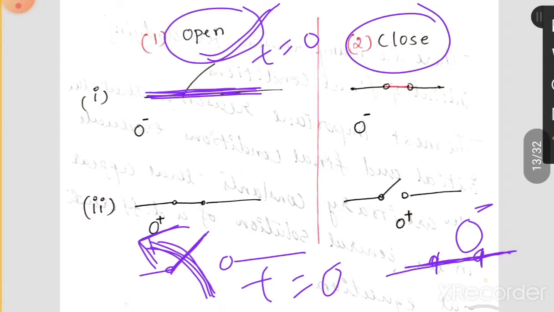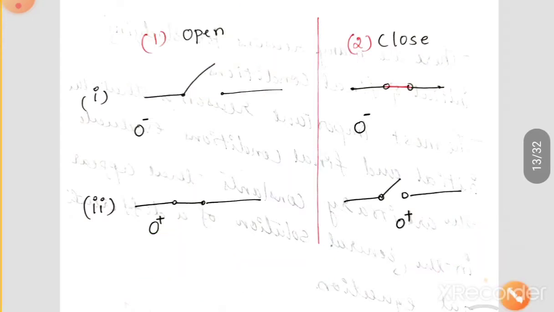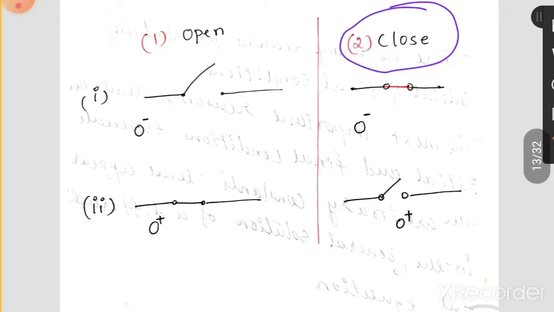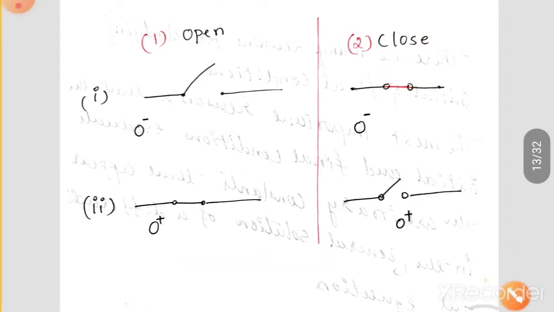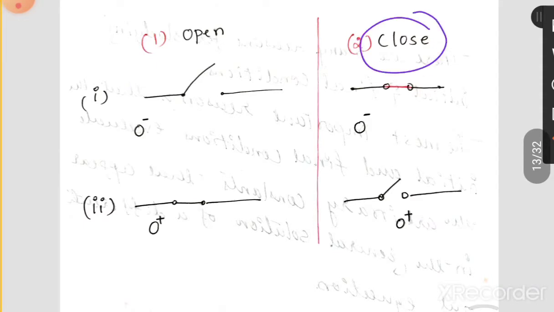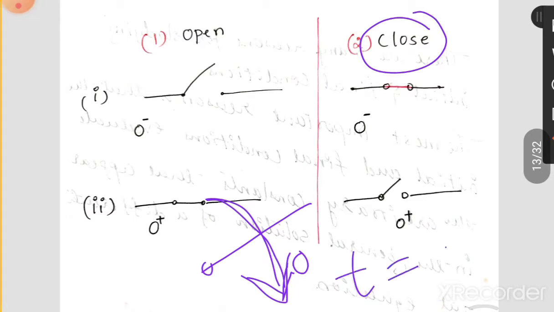Second case. What are you going to do? You are just opening it. When you open it, immediately after opening it, that is called 0 plus. Whatever the case may be, whether you are opening it or closing it. When you are closing the switch, the circuit will be indicated like this, and the arrow mark will be in the downward direction. It means you are closing it at t equal to 0.